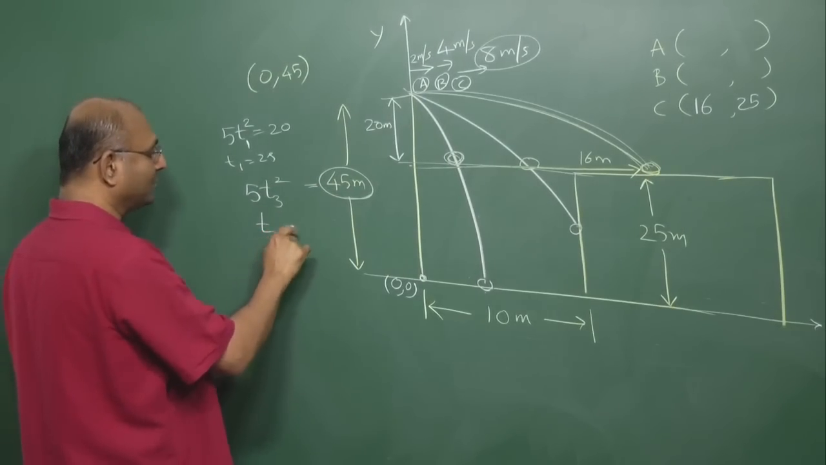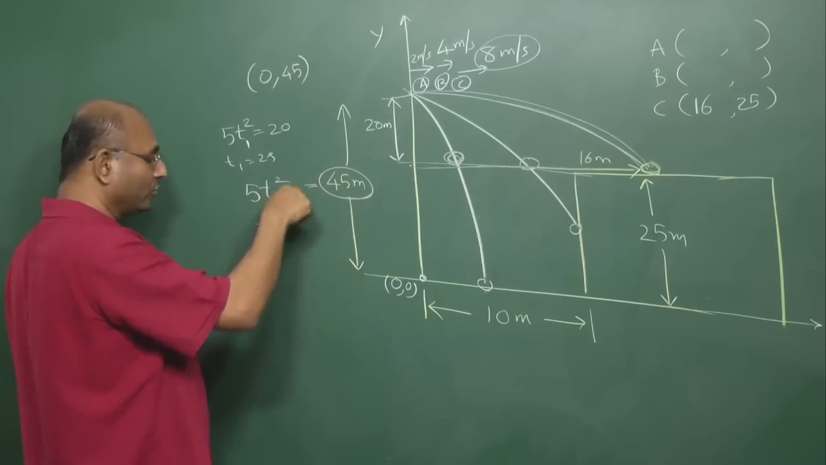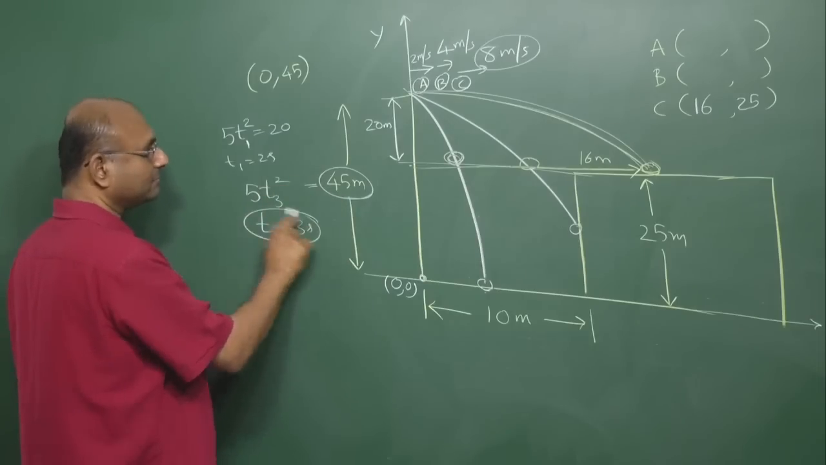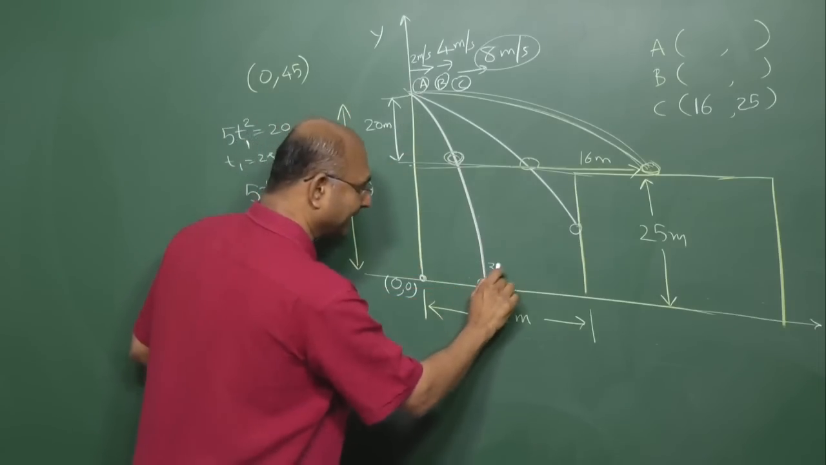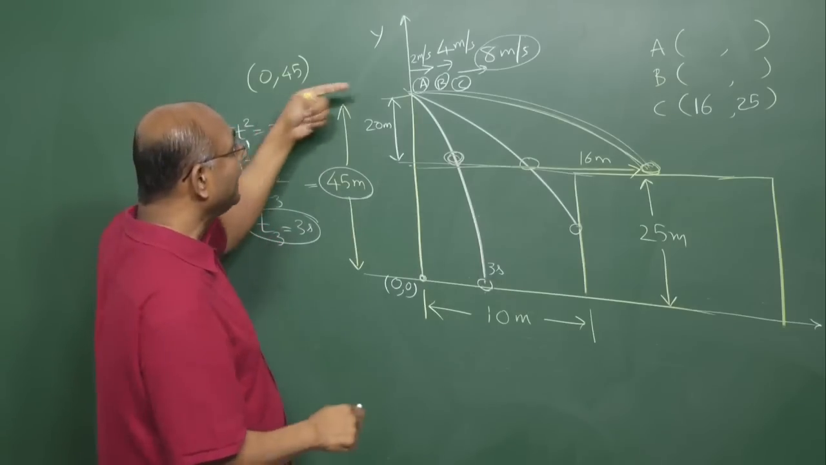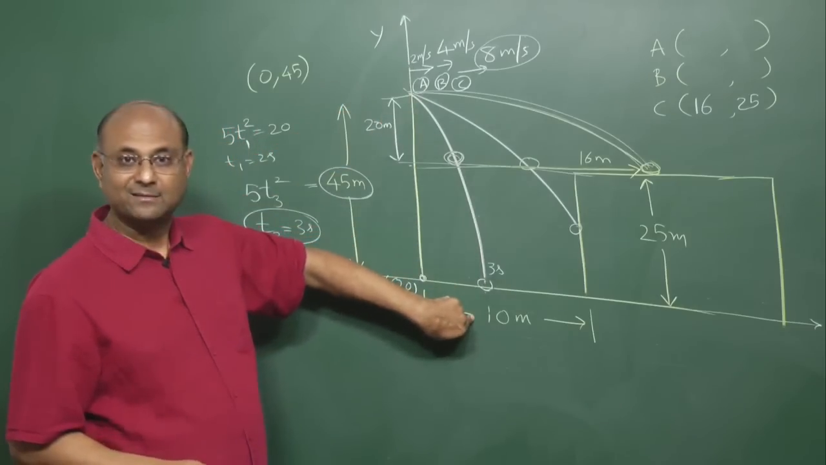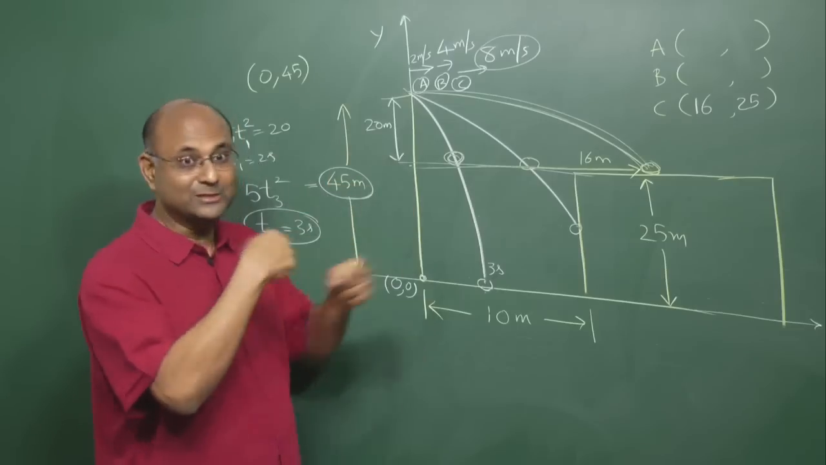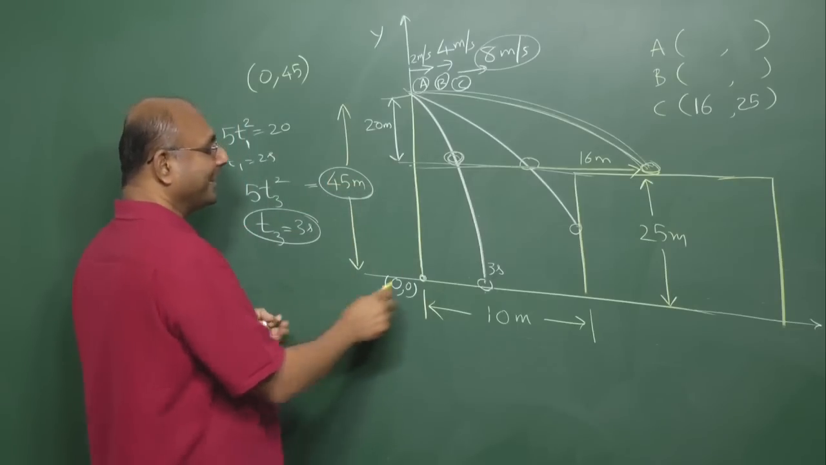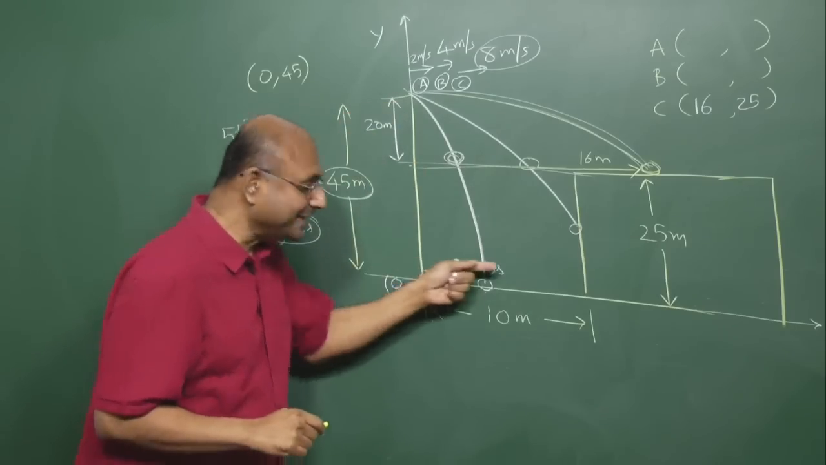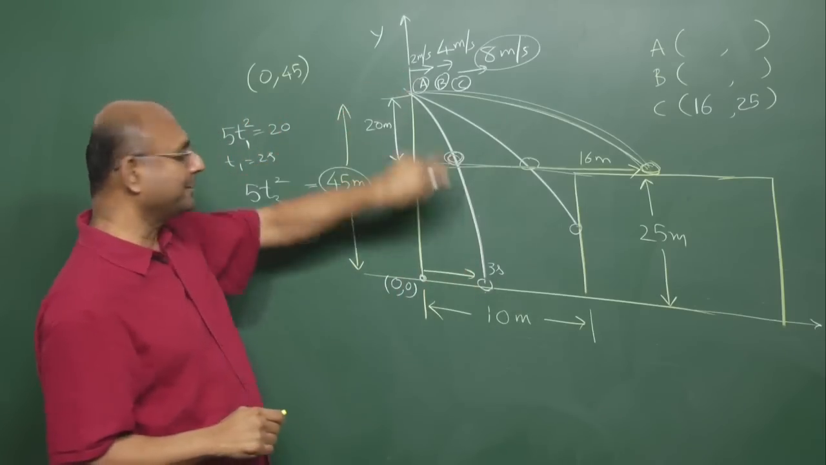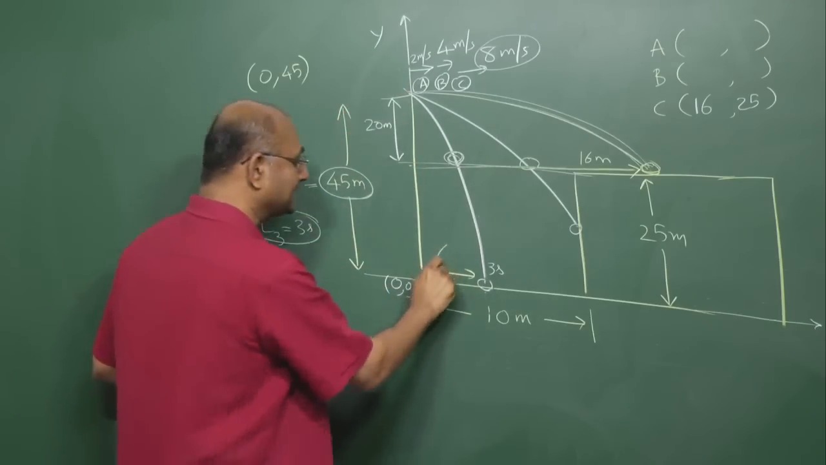T3 must be equal to root of 9, so 3 seconds. In 3 seconds, A is here. So this takes 3 seconds. But in 3 seconds, A would have moved 2 times 3. When I gave you the question, I had to do this calculation. That's why it took me some time. Because I had to make sure A is going to hit the ground. So if it's going to take me 3 seconds to hit that place, 2 meters per second into 3 seconds, 6 meters.